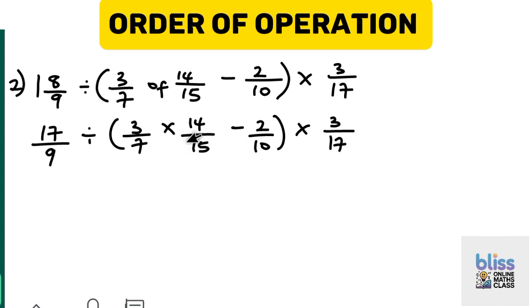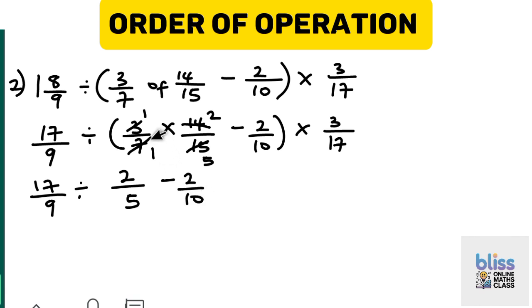So now if you look at this, where you have multiplication, you can cancel. 7 cancel 7 is 1. 14 divided by 7 is 2. 3 cancel 3 is 1. 15 divided by 3 is 5. So what you have next is 17 over 9 divided by 1 times 2, which gives us 2 over 1 times 5, which gives us 5, minus 2 over 10. Are you seeing it? We have 1 times 2 which is 2, 1 times 5 which is 5, minus this 2 over 10. You close the bracket times 3 over 17.